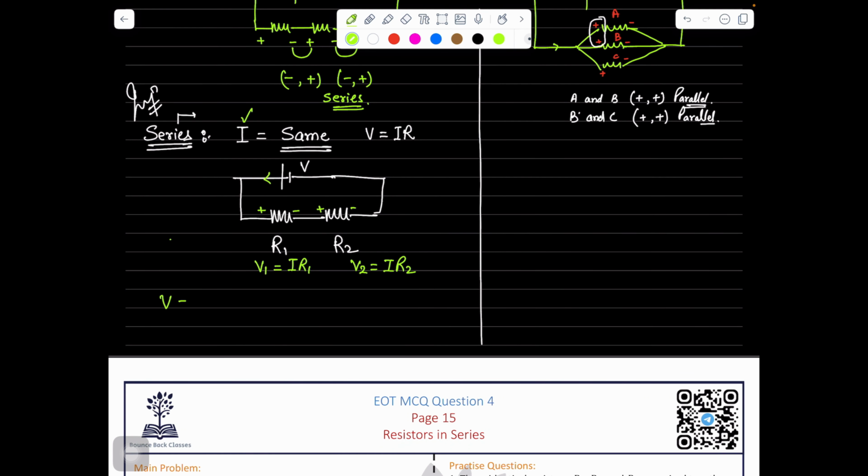So how are you going to connect it? Total potential V should be equals to V1 plus V2, which is equals to IR1 plus IR2, which is equals to V is equals to IR. So IR is equals to I(R1 plus R2). So can I say what is the equivalent resistance? R1 plus R2. Clear? Understand?